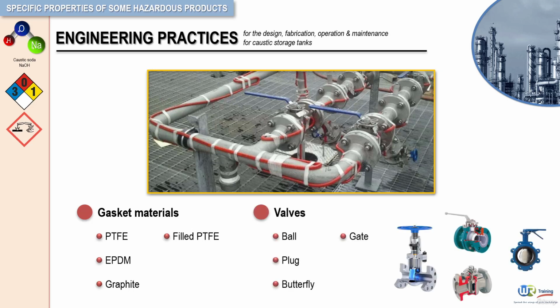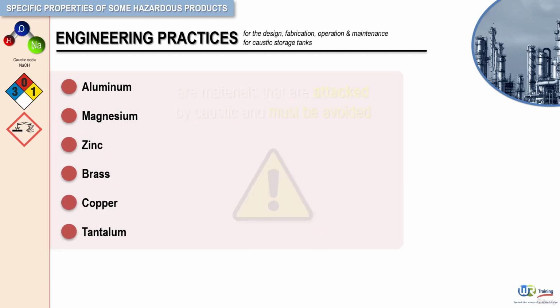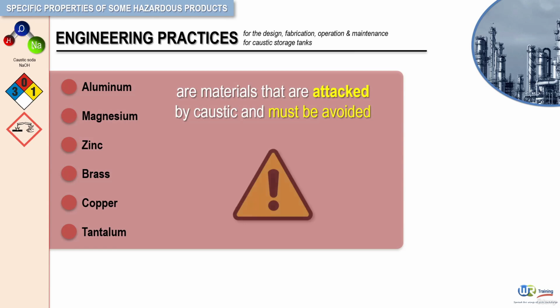Ball, plug, butterfly, and gate valves are used in caustic service. Make sure here that the body and sealing materials of the valve are compatible at the system's operating temperature. Keep in mind, aluminum, magnesium, zinc, brass, copper, and tantalum are materials that are attacked by caustic and thus must be avoided.